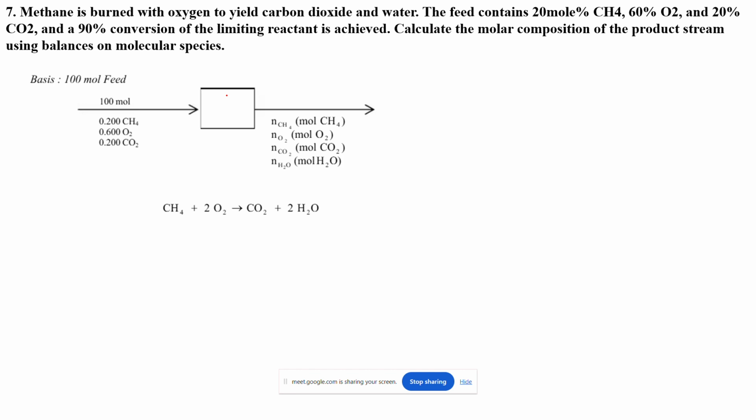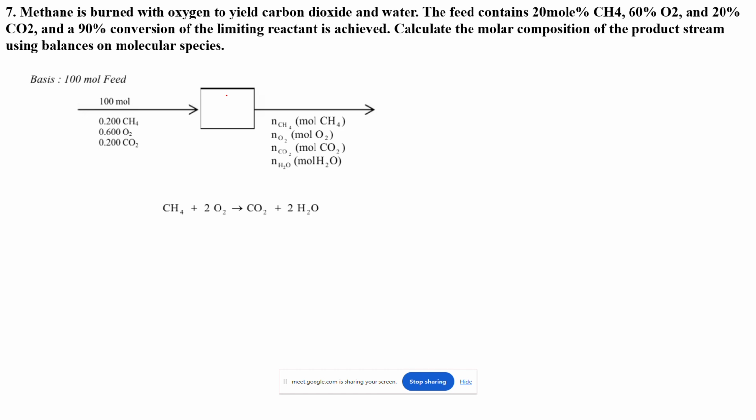If we talk about 100% efficiency burning, then CH4 is going to be converted with the help of oxygen into CO2 and H2O molecules. But one thing is necessary here: we are achieving only 90% conversion. So we have to keep that in mind.